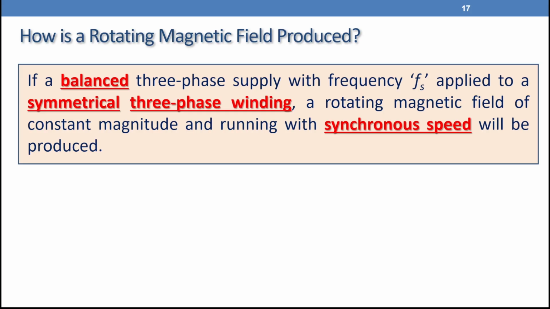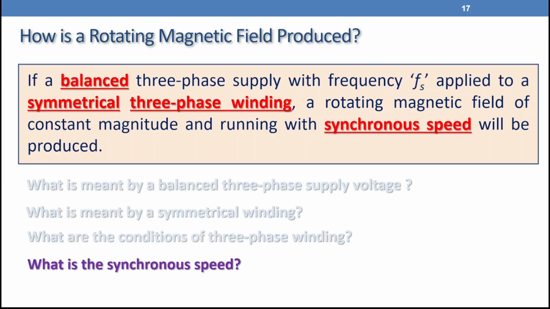So in the previous video, we covered this question: how is a rotating magnetic field produced? If a balanced 3-phase supply with frequency Fs is applied to a symmetrical 3-phase winding, a rotating magnetic field of constant magnitude and running with synchronous speed will be produced. So we answered these 3 questions, but we still didn't answer the last question: what is the synchronous speed? One of the targets of this video is to know what the synchronous speed is.